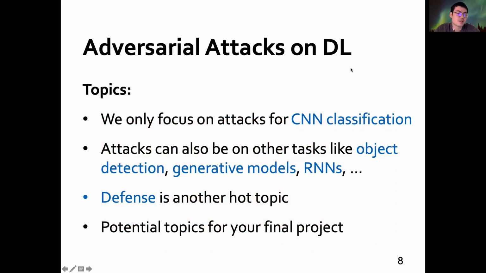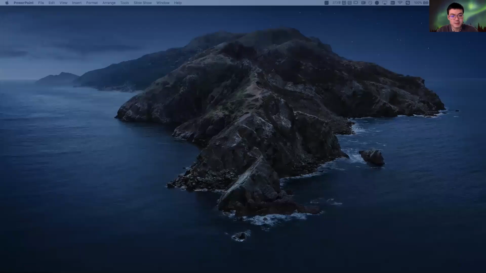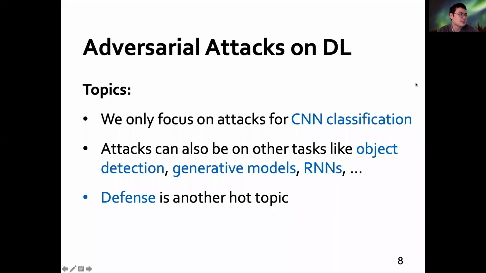So that means, for example, if your stop sign has some pixels flipped, things can go wrong. So we need to study this problem. Attack is one problem. There's also another problem, defense. Previously we made the final project an open project. Now we don't have it, because we don't want to reuse the same project for different data science courses. So we'll focus on the convolution net classification problem. But attacks can also be used for object detection, for generative models, and for recurrent neural networks, etc. So this is a general concept, adversarial attack.